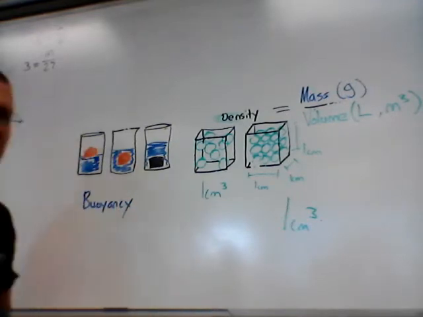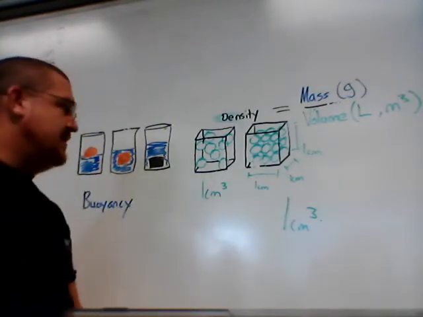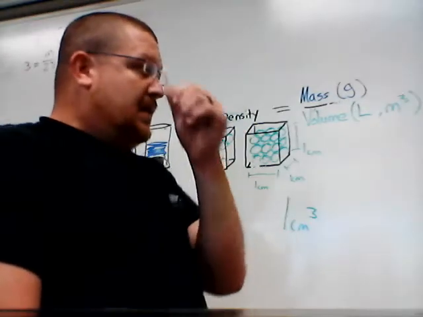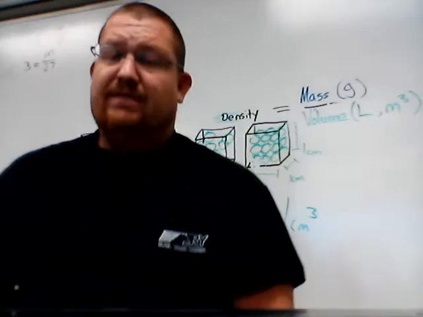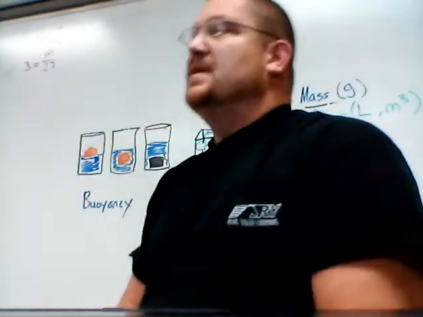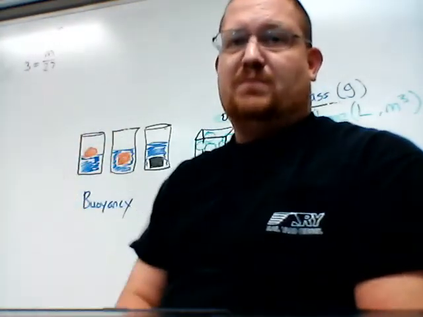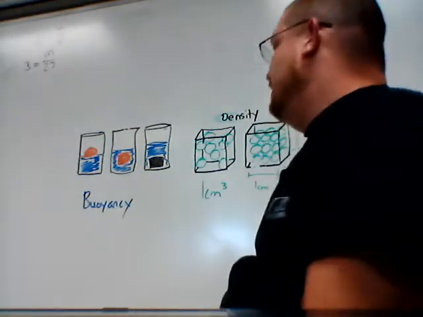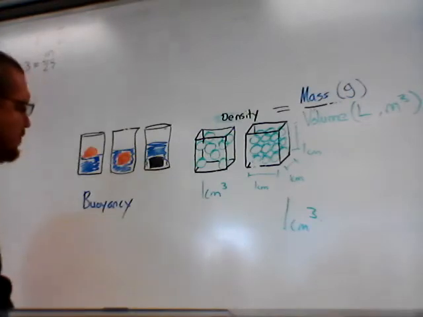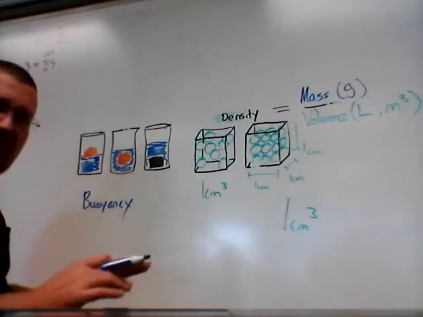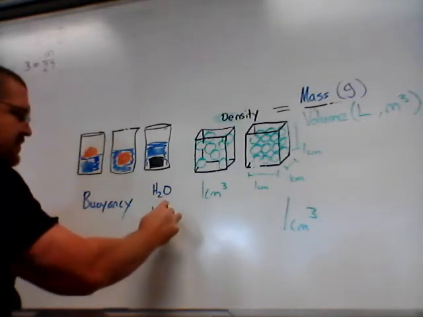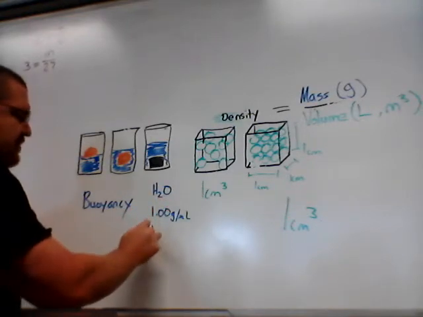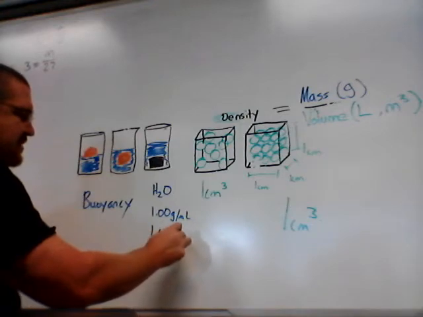So, buoyancy. Buoyancy is essentially a buoyant force created by the water underneath, and gravity is the force pulling down on an object from above. But based on density, we can look at it this way. The density of pure water, pure H2O, is 1.00 grams per mL, or you could write 1.00 grams per centimeter cubed.